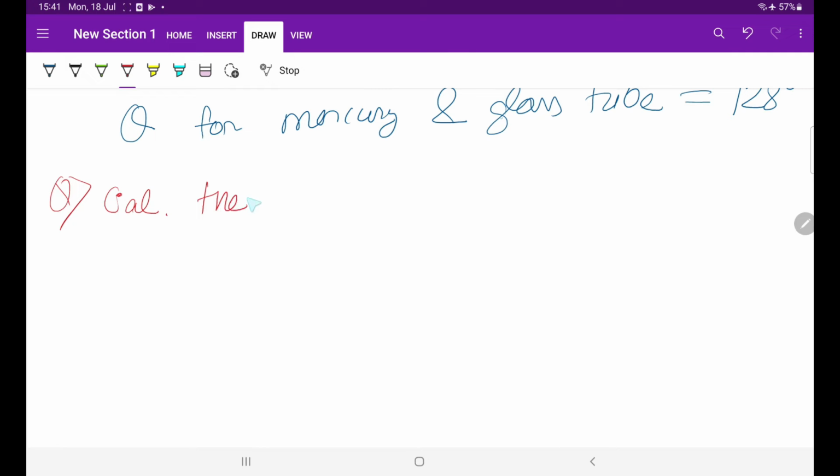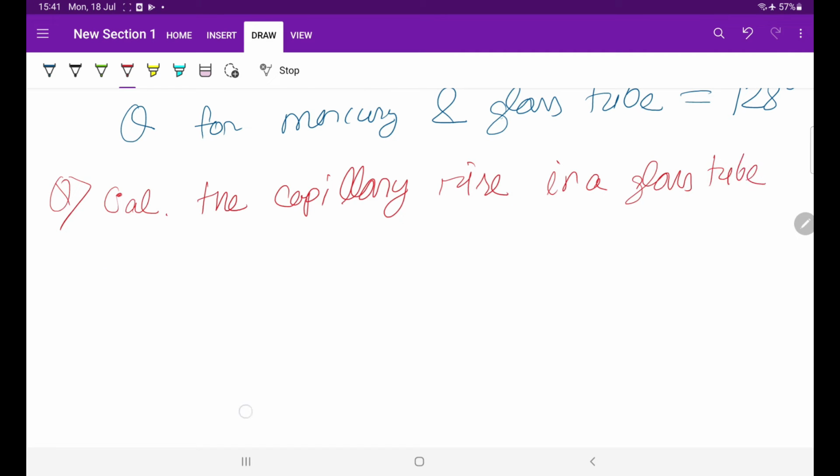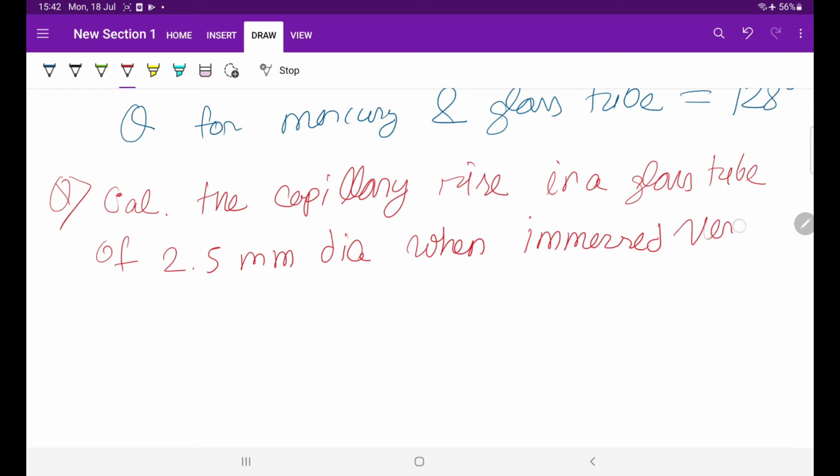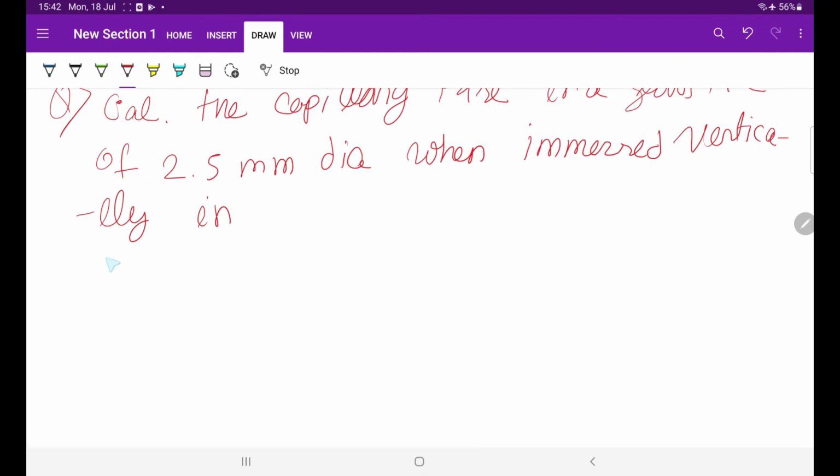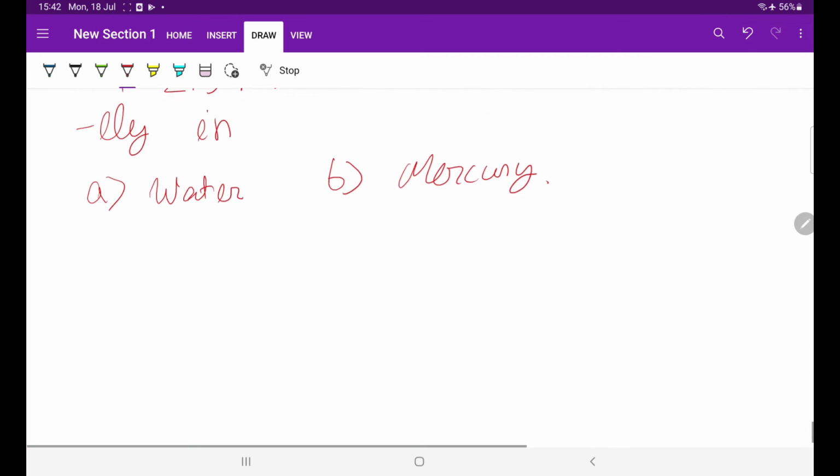So simply let's write our question here. Calculate the capillary rise in a glass tube of 2.5 mm dia when immersed vertically in A, water, B, mercury. By this question you will have an experience of both the methods.